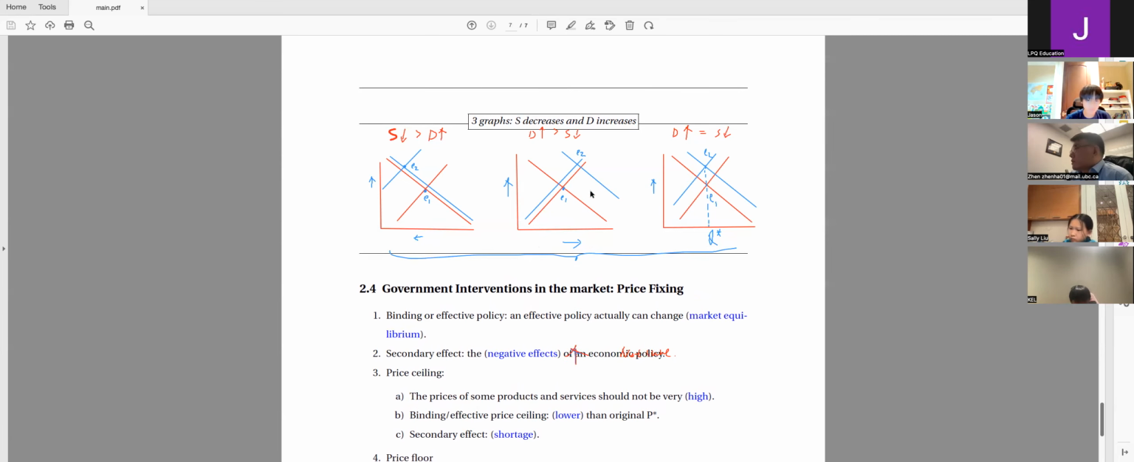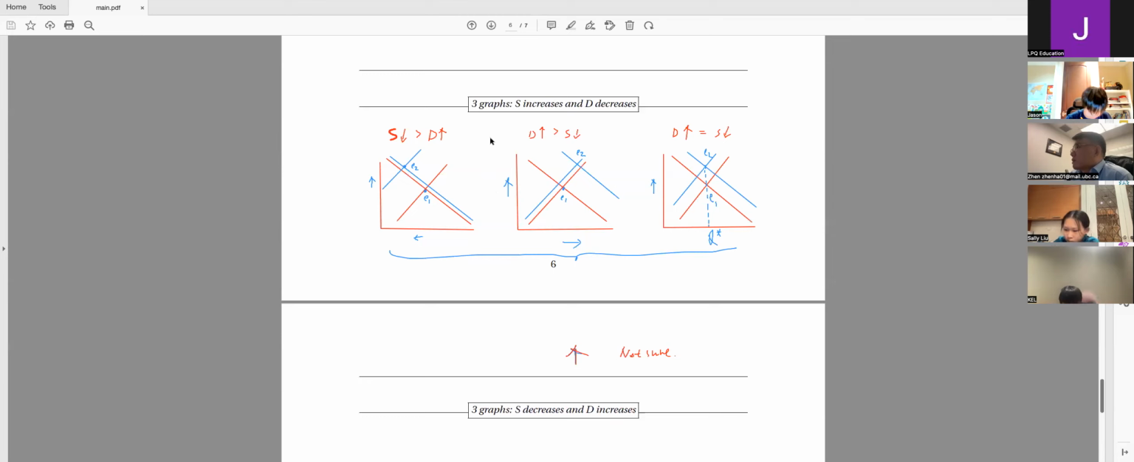If you finish the last group, you can try this one maybe. Yeah, if you can try S increase but D decrease.